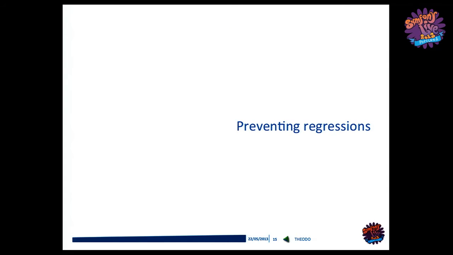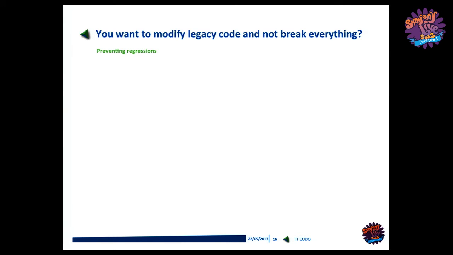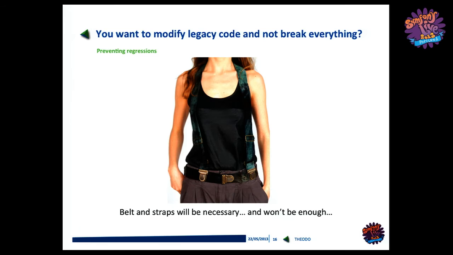So first, preventing regressions. This is a really important aspect because you want to modify legacy code and not break everything. That's quite a tough challenge. So you will need belt and suspenders, and still that will most certainly not be enough. I'm happy I managed to put a sexy picture to illustrate this really technical topic. Never mind.